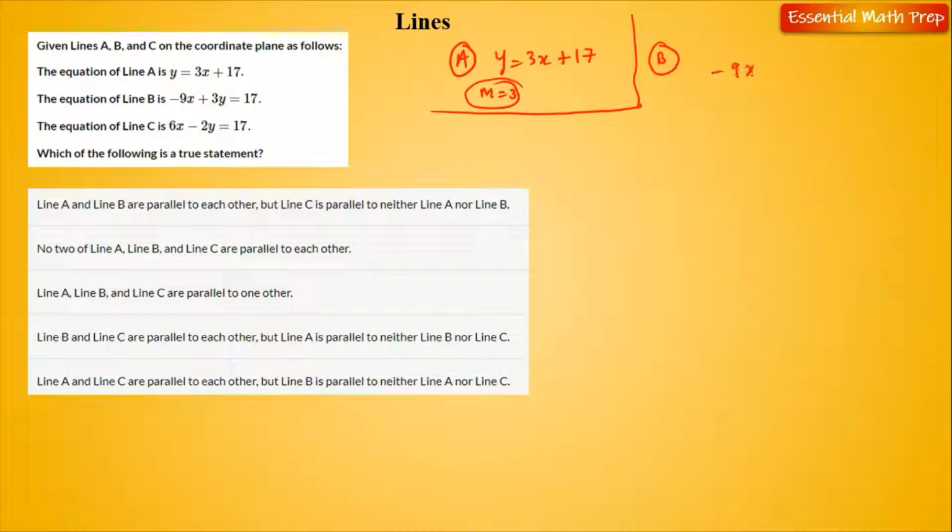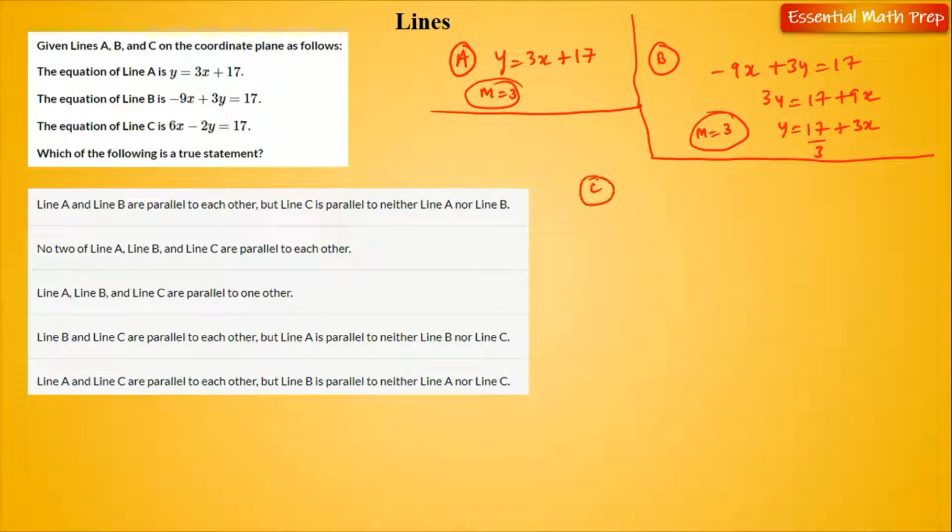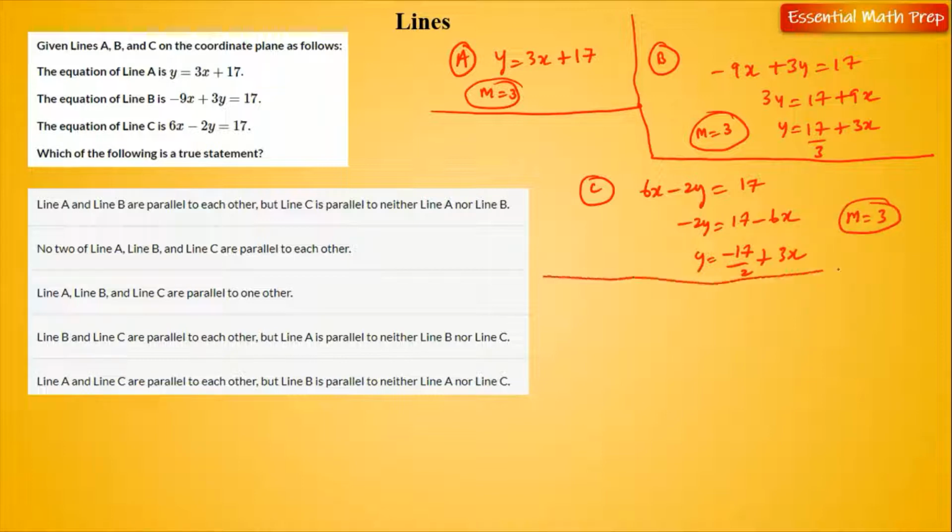It's negative 9x plus 3y equals 17. So 3y equals 17 plus 9x. So y equals 17 over 3 plus 3x. Again, slope is 3. Let's go to line C. We have 6x minus 2y equals 17. So negative 2y equals 17 minus 6x. So y is negative 17 over 2 plus 3x. Again, slope is 3. In all three equations, the slopes are identical.